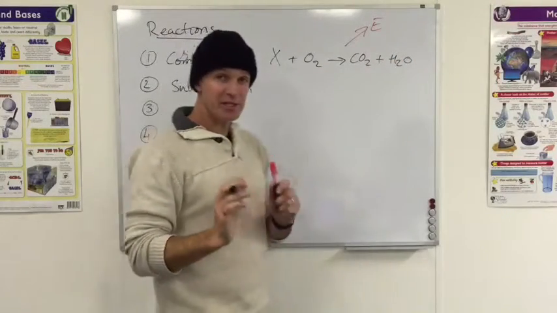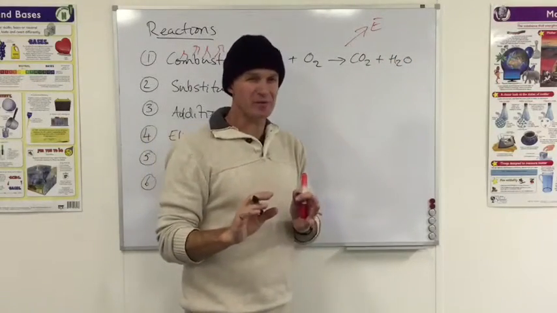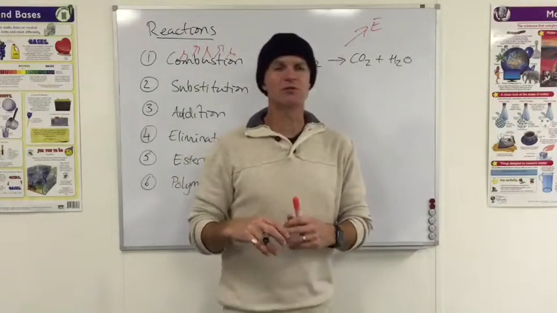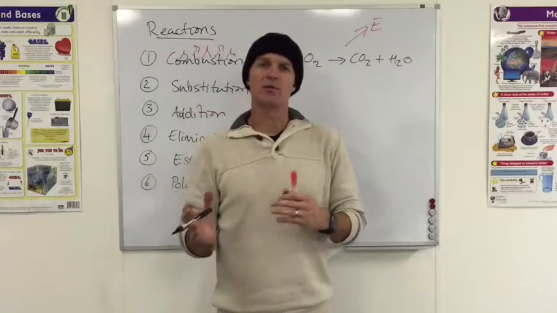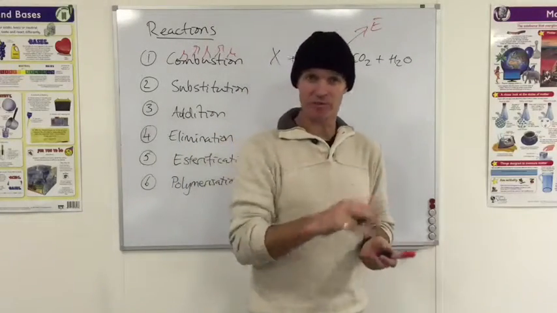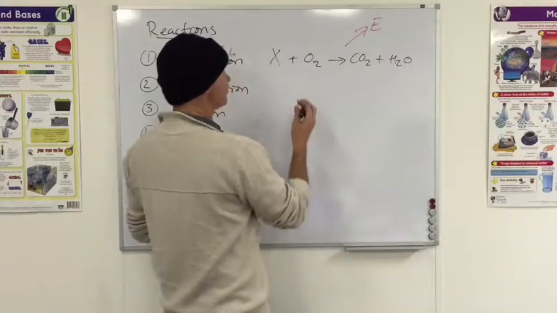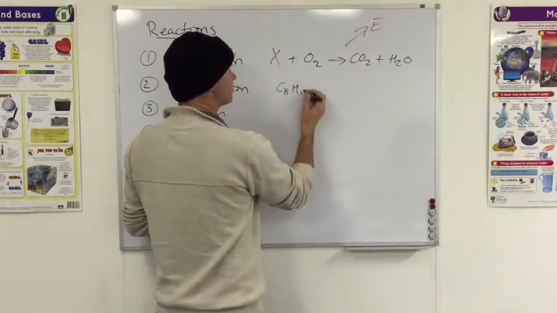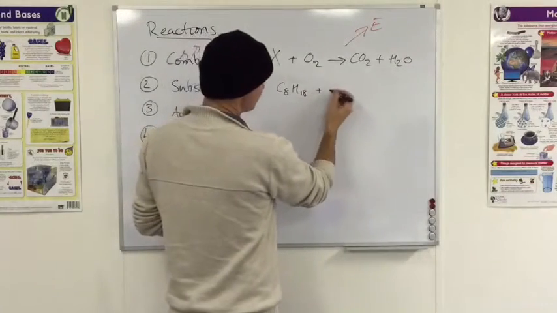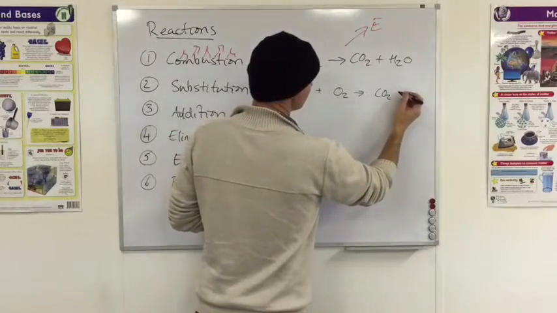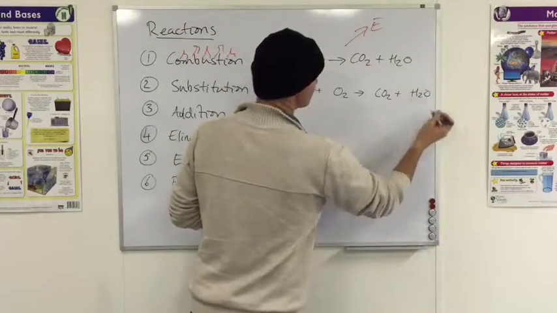Okay, so that's the easy part. The hard part is perhaps balancing it. So let's say a question was write a balanced reaction for the combustion of octane, which is the main alkane that was in petrol, for your interest. So let's have a quick look at that one. Octane, C8H18, plus oxygen, is going to give us some carbon dioxide and some water.